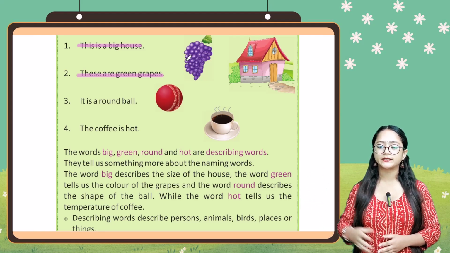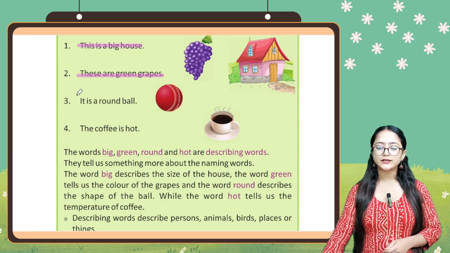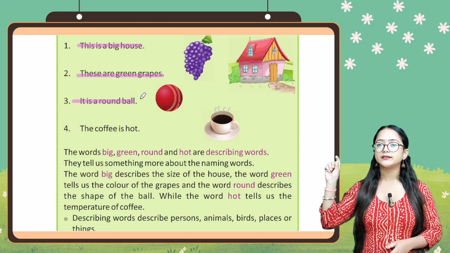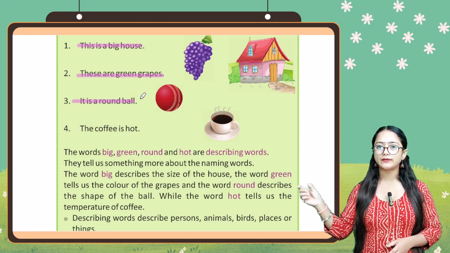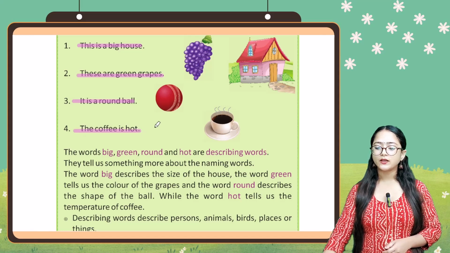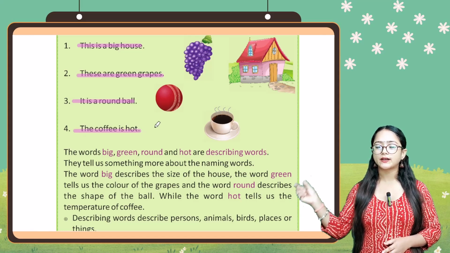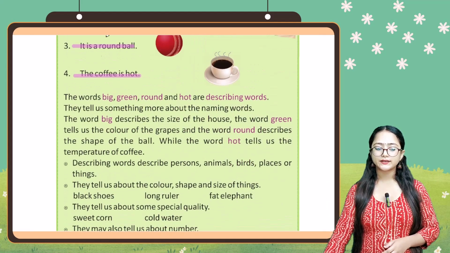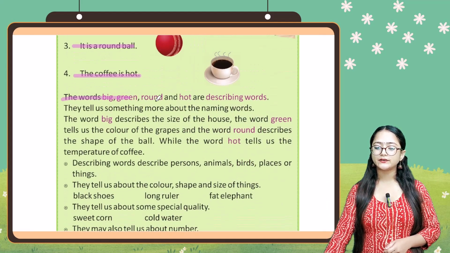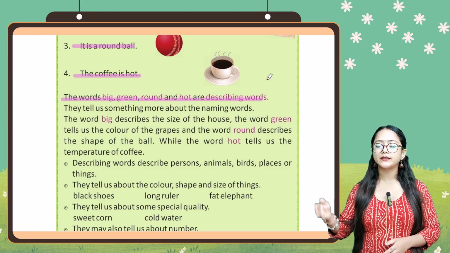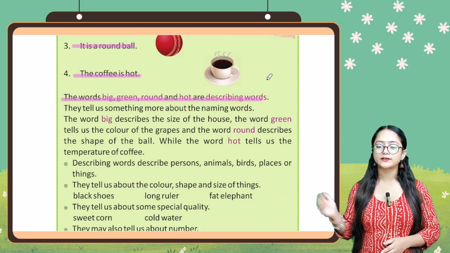That means adjective. Next one, it is a round ball. The ball is round. So that means round is what? Round is the describing word. That means adjective. Next one, the coffee is hot. Hot is what? That is the describing word or adjective. Okay. Now the next thing it is saying: the words big, green, round and hot are describing words.